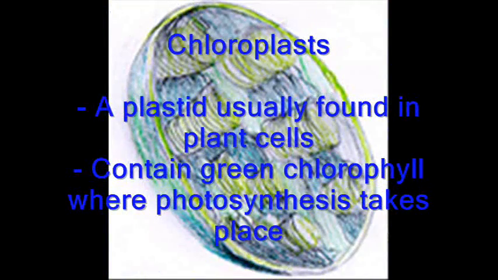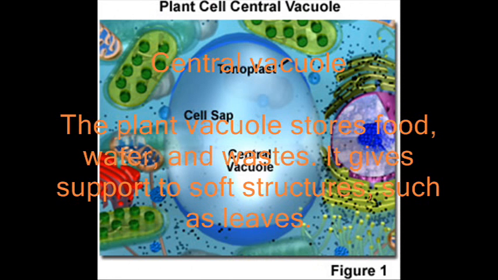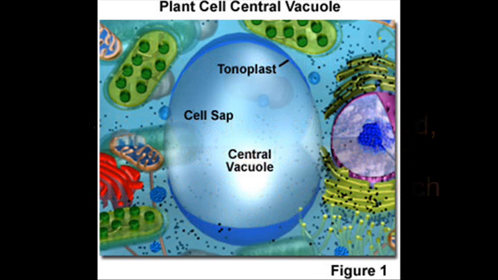Here, chloroplast. This is the one that gives the color of the plant. This is where photosynthesis happens inside the chlorophyll. And this is central vacuole. Animal cell also has vacuole, but this is bigger. Central vacuole is found in plants. It's the biggest part in plant cell.